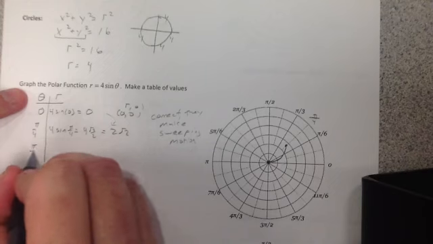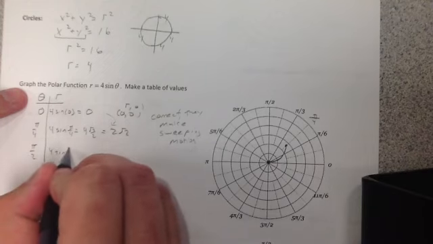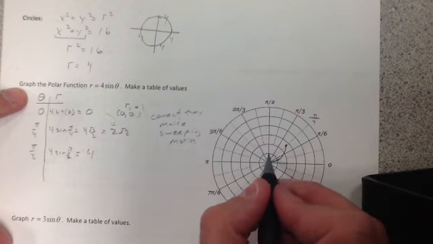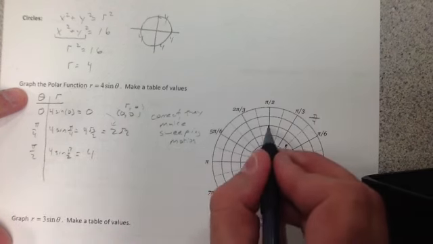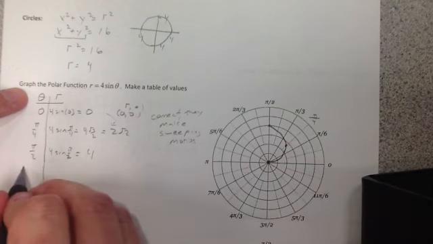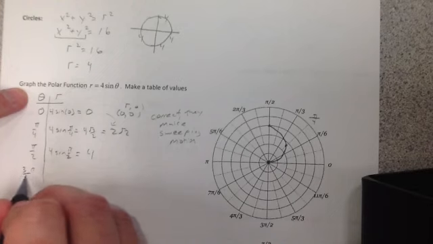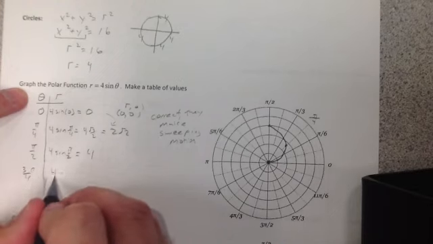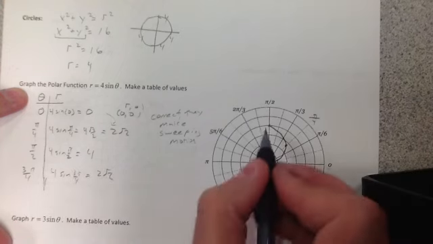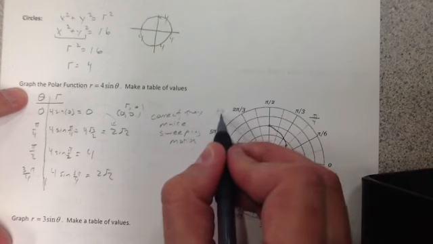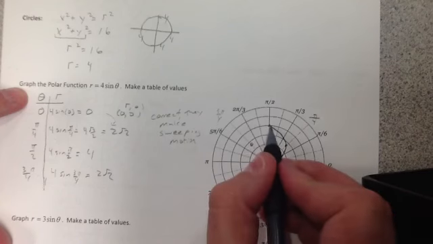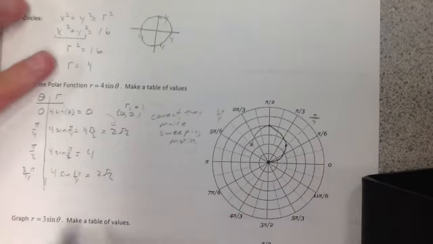Now, if I try pi over 2, well, let's try that. Well, what's the sine of pi over 2? It's just 1, so this just becomes 4. So I'm facing pi over 2, I'm up to 4. 1, 2, 3, 4. And I'm going to keep it going. Well, let me try 3 pi over 4. Well, if I try this, I get 4 sine of 3 pi over 4. And again, that just becomes 2 root 2. So I'm facing 3 pi over 4, and I go out a little bit past 2. 1, 2. Just a little bit past 2. And I continue around. Keep going.